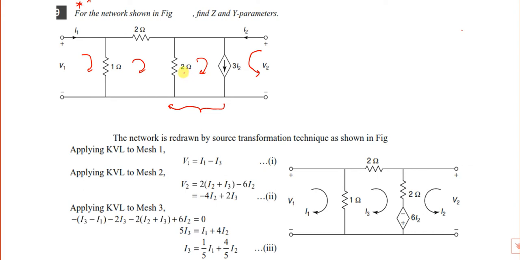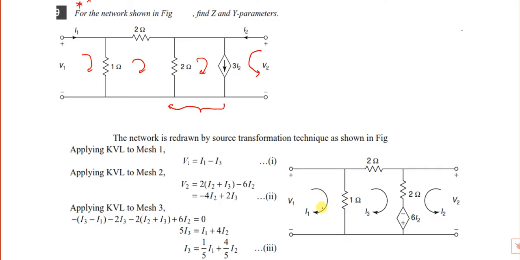So 3I2 into 2 is 6I2. The arrow mark side is plus, this arrow mark is down, so the downside is plus and minus here. And the same 2 ohm you have to rewrite here. So now you are going to get only 3 equations.